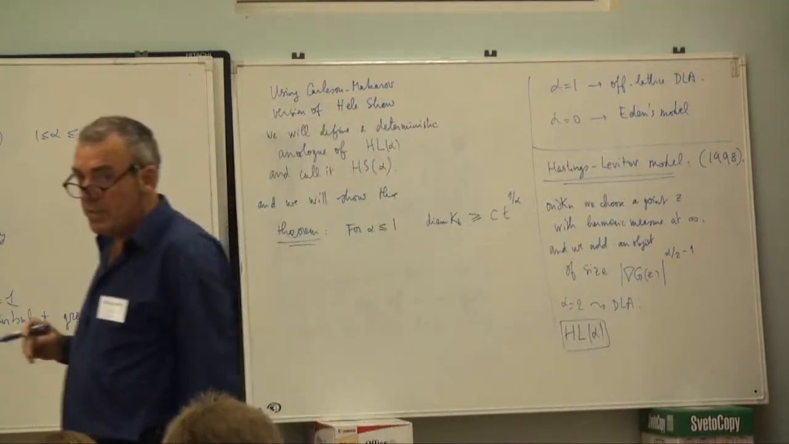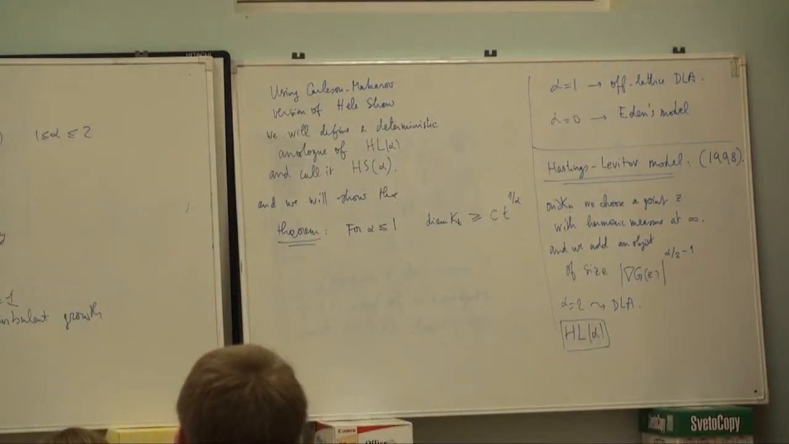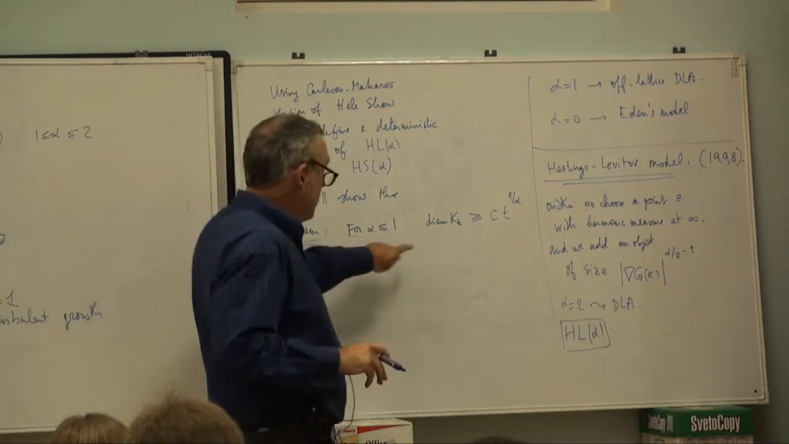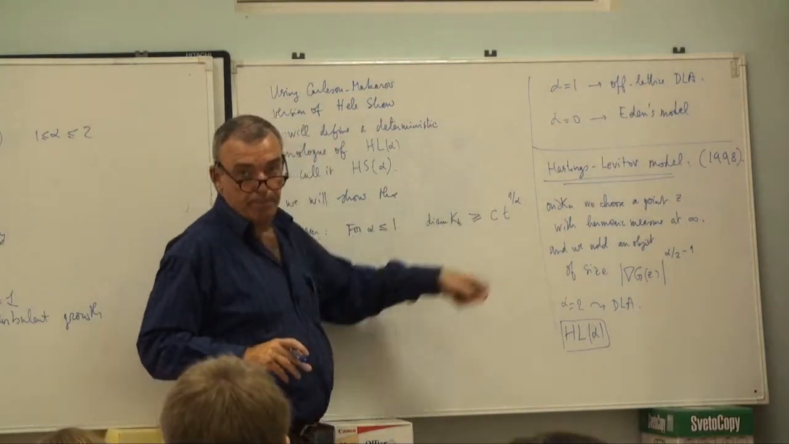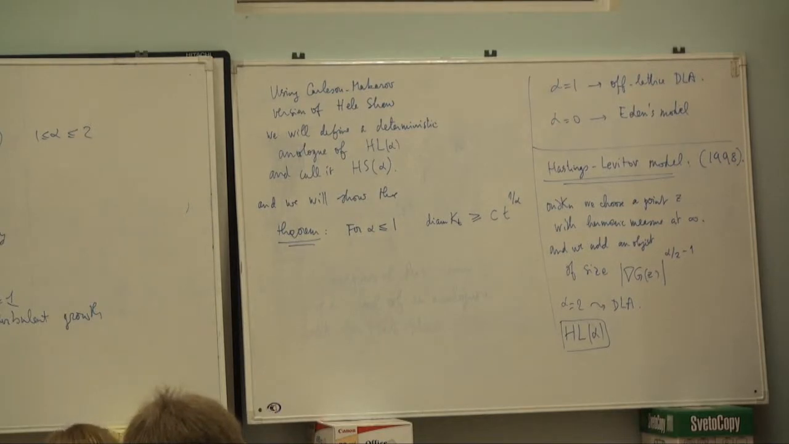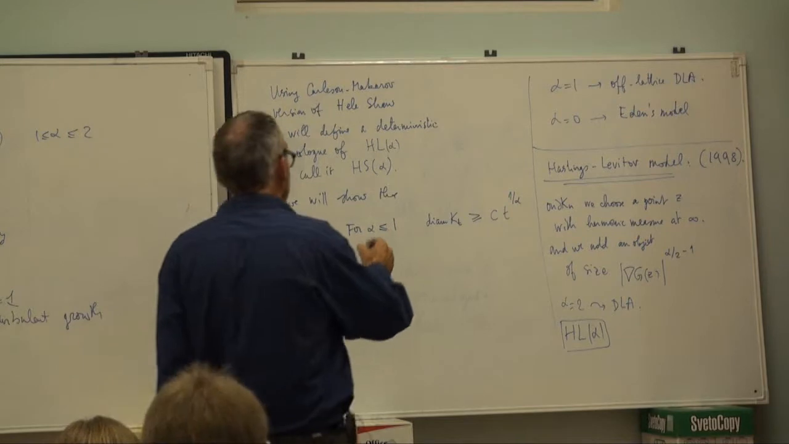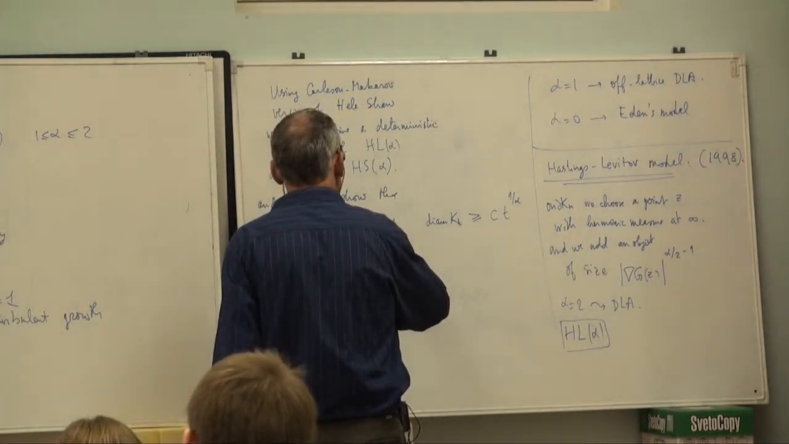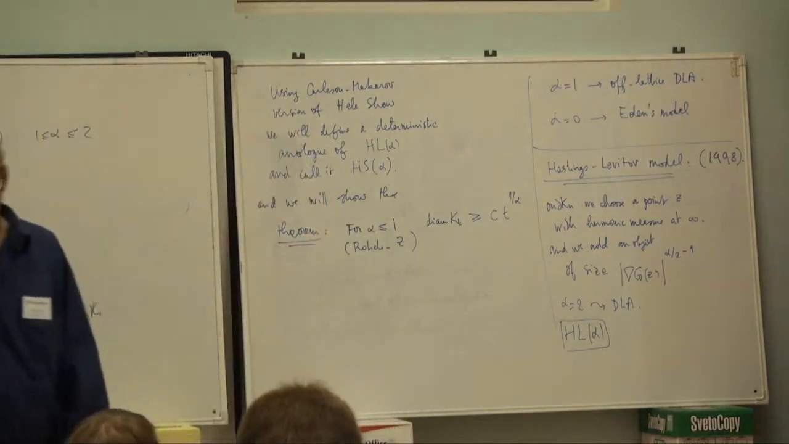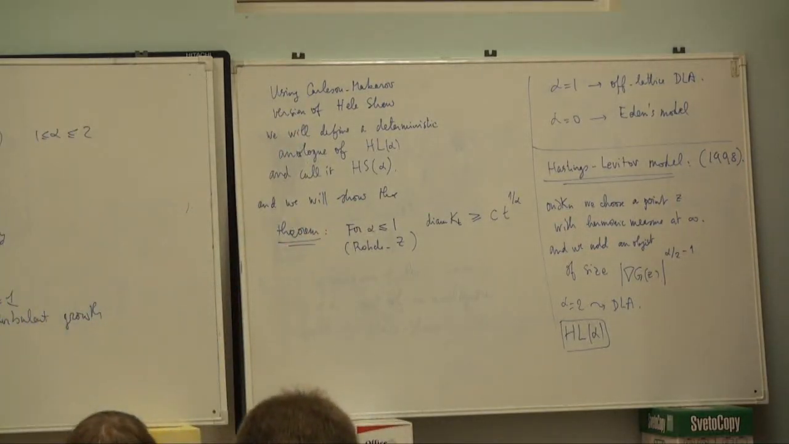Actually, for alpha equals 0, the growth is exponential, which is obvious by what I just said about what it is. So for alpha less than 1, the growth is very rapid. So the diameter grows at least as t to the power 1 over alpha. This is due to Stefan Rohde and myself, and I will describe that.